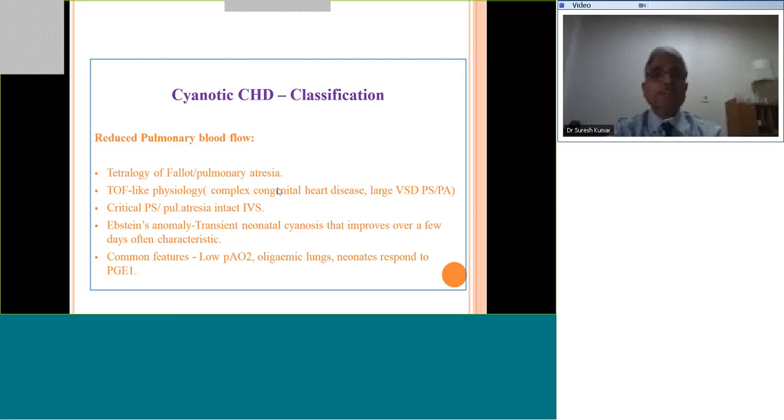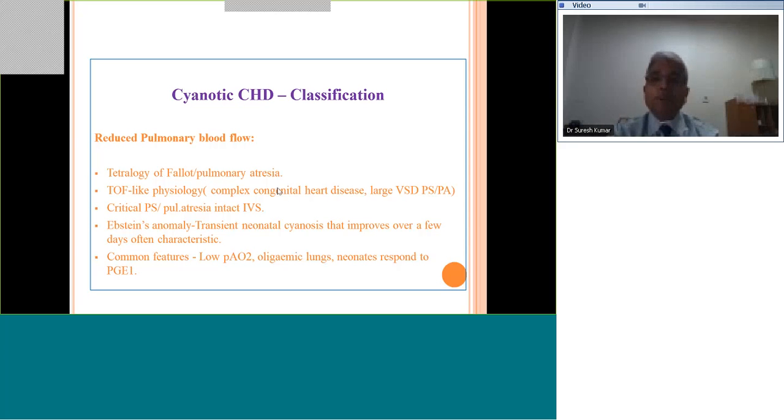Just a word about classifying cyanotic congenital heart disease, because it is relevant in this context. We classify cyanotic congenital heart disease as having reduced pulmonary blood flow or increased pulmonary blood flow. In reduced pulmonary blood flow, Tetralogy of Fallot and Tetralogy with pulmonary atresia is the prototype lesion. But you can also have a number of other conditions where there is a large VSD and there is obstruction to pulmonary blood flow. We call them Tetralogy-like physiology.